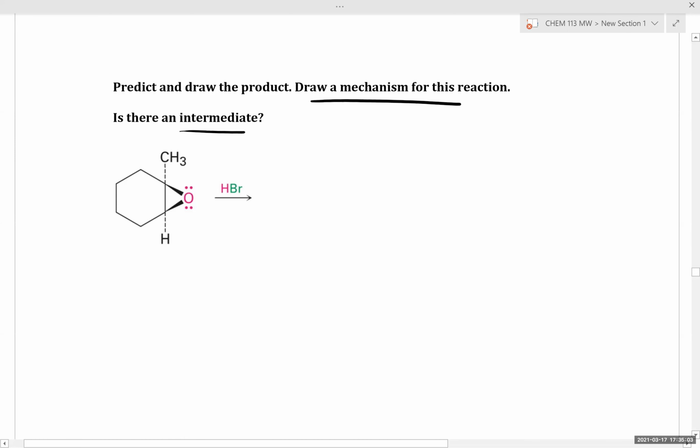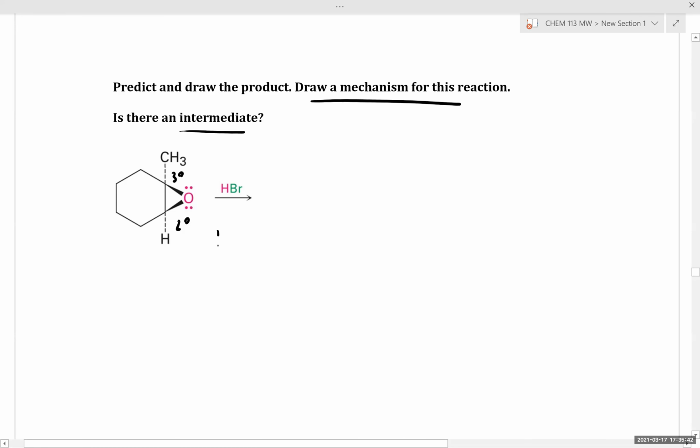So, does anyone have any initial proposals or thoughts for the mechanism? Is the bromine going to attack the secondary carbon? So, looking at our two potential sites of reactivity, we have a tertiary and a secondary position. We're treating this epoxide with hydrobromic acid, so we're working under acidic conditions. So under acidic conditions, which site is more reactive? The tertiary or secondary site under acidic conditions? Tertiary? Yep, exactly right.